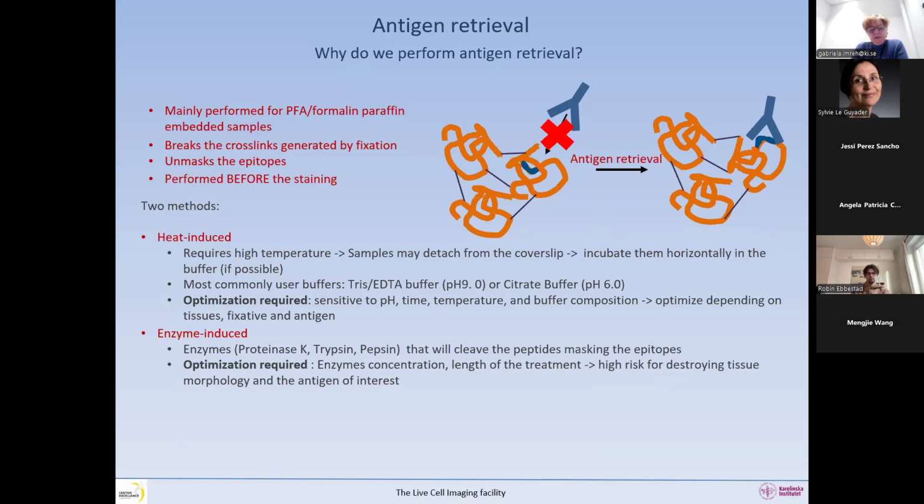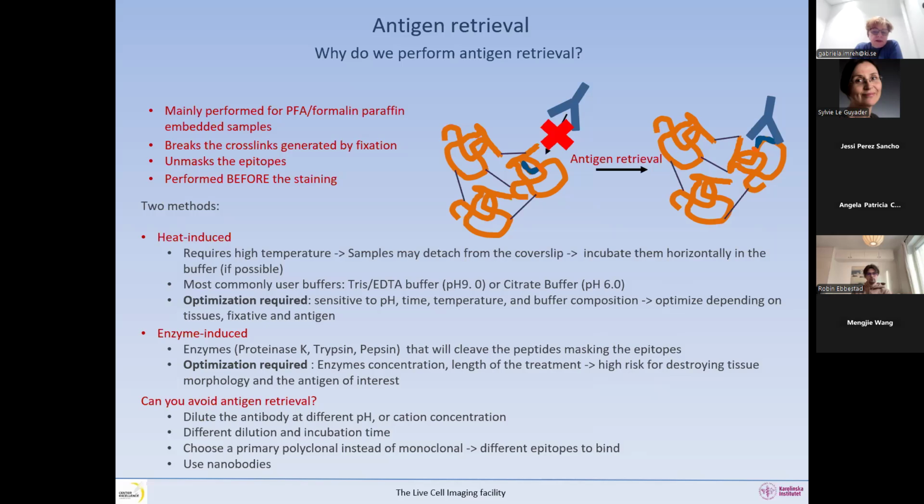The other method is so-called enzyme-induced antigen retrieval, where you can use different enzymes, proteinase K or trypsin or pepsin, that will cleave the peptides that are masking the epitopes. But as with the previous one, optimization is required for both the enzyme concentration, but also the length of the treatment. And this method is more prone to destroying the tissue, and the antigen of interest.